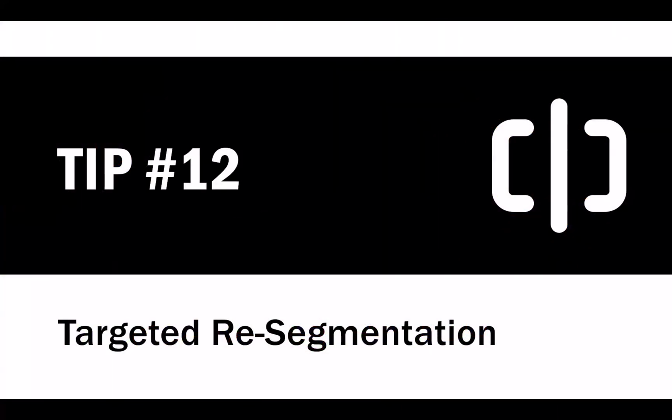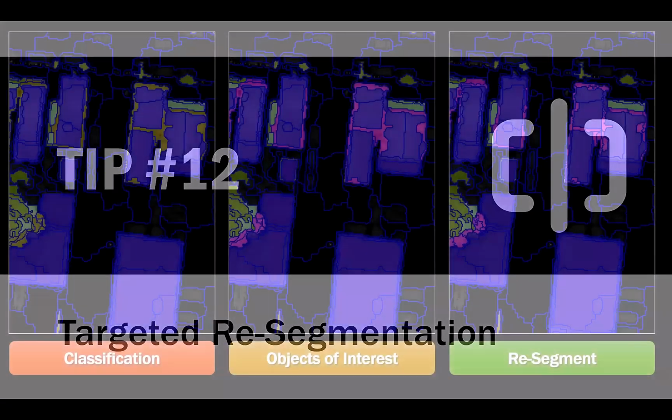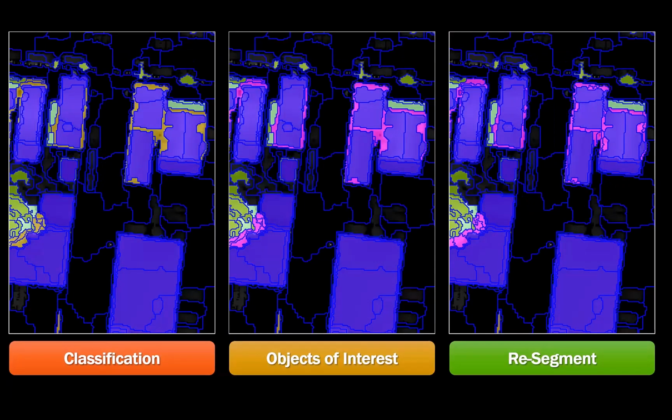So tip number 12, and I've gotten into this a little bit already. This is what I call targeted re-segmentation, right? So this gets into this philosophy that you shouldn't expect and you shouldn't hope to have just a single segmentation routine that's going to be perfect for all the features that you want to extract. Okay, so let's take a look at a little workflow here.